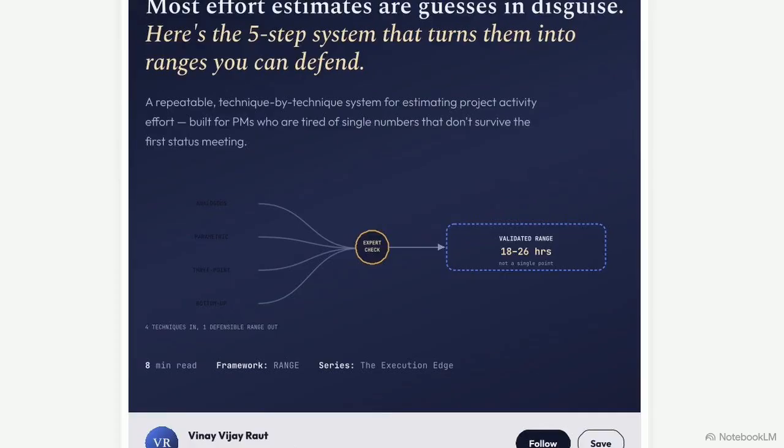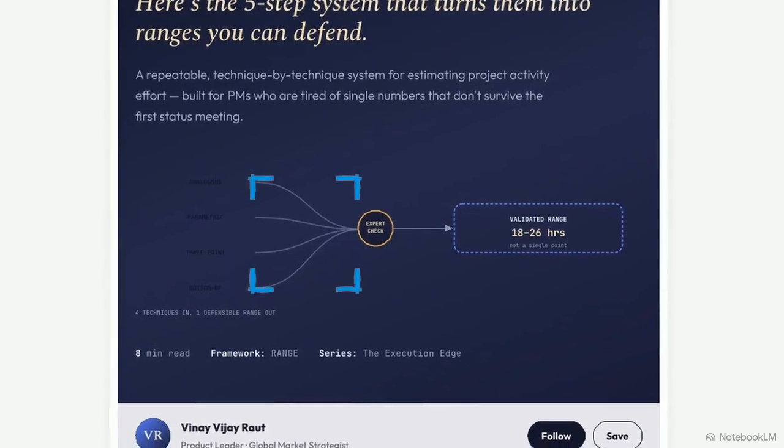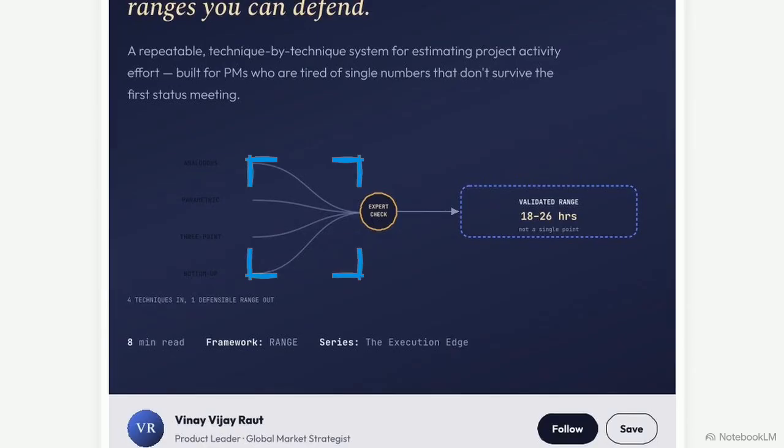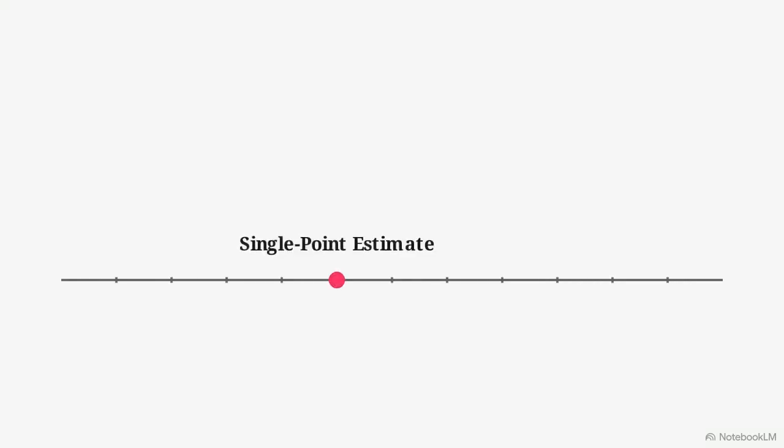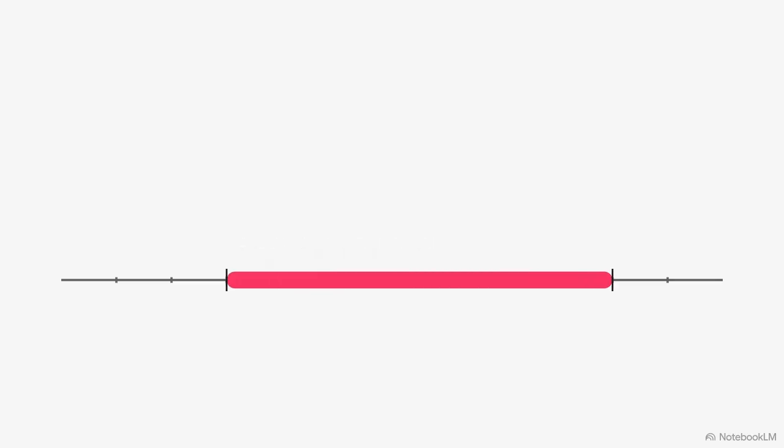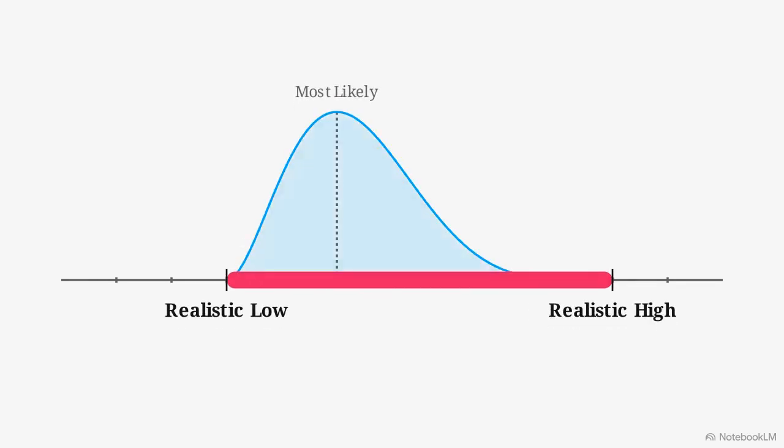This flowchart outlines a different approach. Instead of guessing a single number, you can triangulate a defensible range. It's called the range system, a 5-step method that routes multiple estimation techniques through a final expert check to find a calculated window of time. This system maps the practical boundaries of the work. When stakeholders see the realistic high and low ends of a task, they can make safe, informed decisions based on the actual distribution of risk.